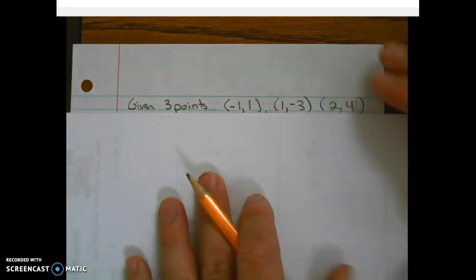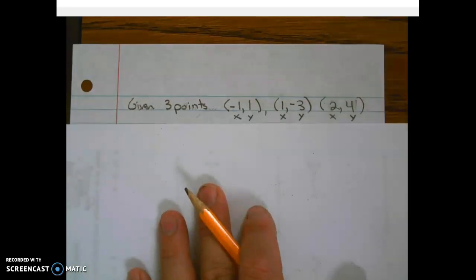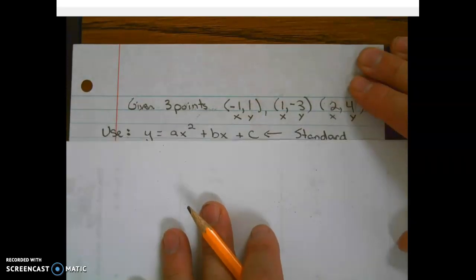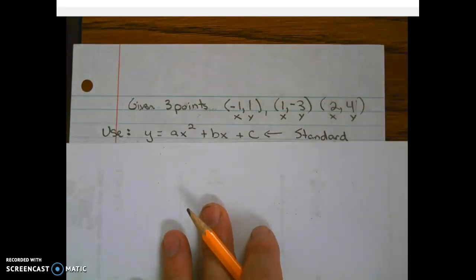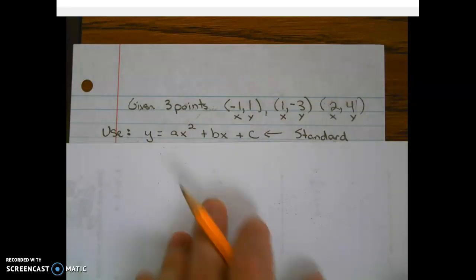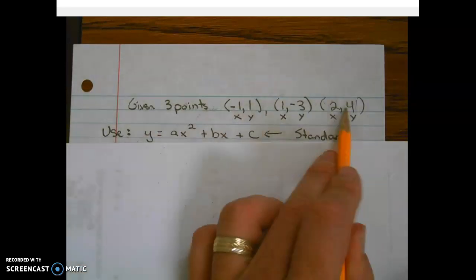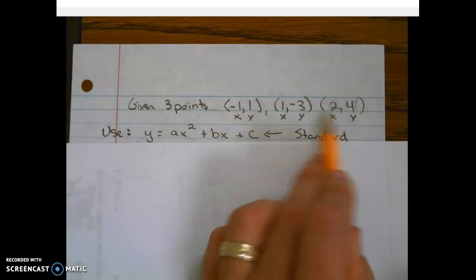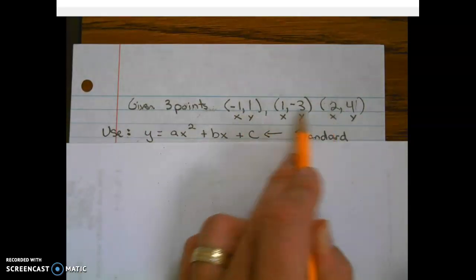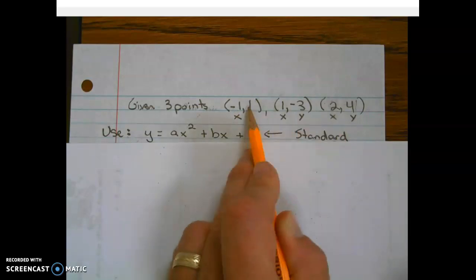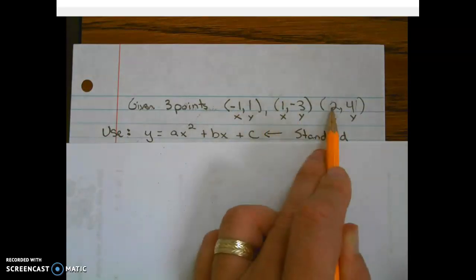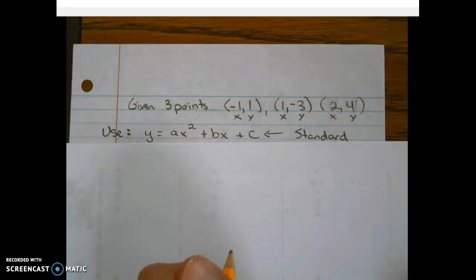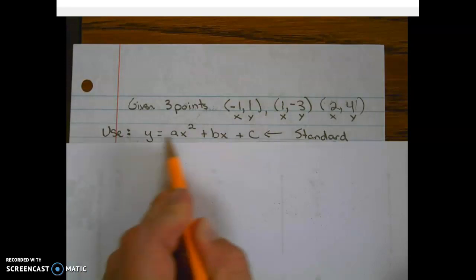So what you want to do, first of all, is label each point, x, y. Make sure you know that. Hopefully you all do. And we're going to write 3 equations using this form, standard form. So when we're given 3 points, notice we're not specifying a vertex. We're not specifying any roots here. We just know that we have 3 points that are on a parabola, and we want to write the equation. So we're going to use the standard form right here.